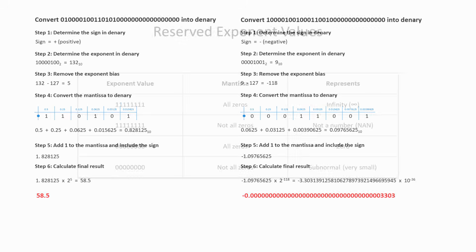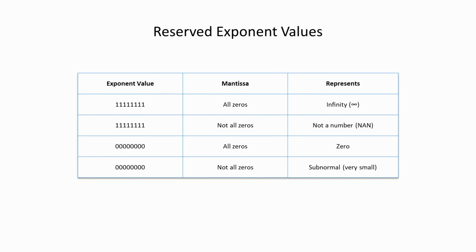To finish off, I'll briefly mention a couple of exponent values that have special meanings depending on the value of the mantissa. If the exponent bits are all 1s and the mantissa is all 0s, the number being represented is infinity. If the exponent bits are all 1s but the mantissa is not all 0s, then the value being represented is not a number. If the exponent bits are all 0s and the mantissa is all 0s, then the value being represented is indeed 0.